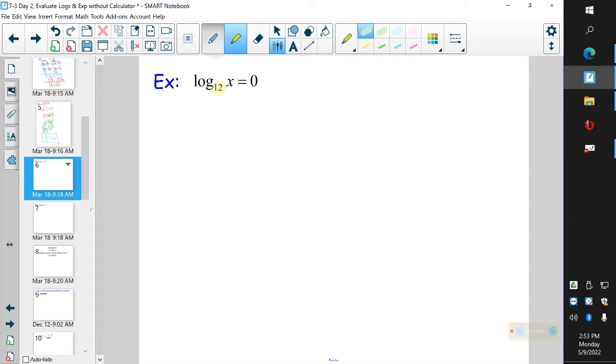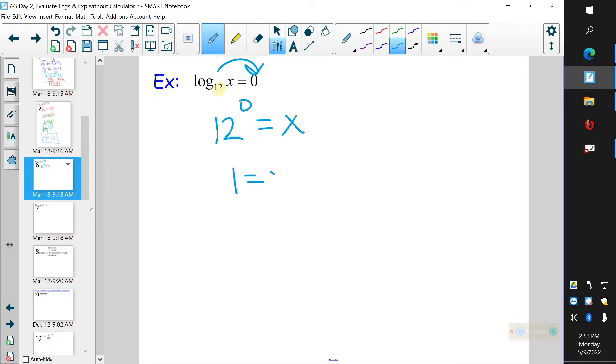Again, I have a logarithm. Find the base. The base is 12. Go across the equal sign and grab that as the exponent, and that is going to be equal to x. What is anything to the power of 0? Anything to the power of 0 is always and forever 1, so this is done. X is equal to 1.